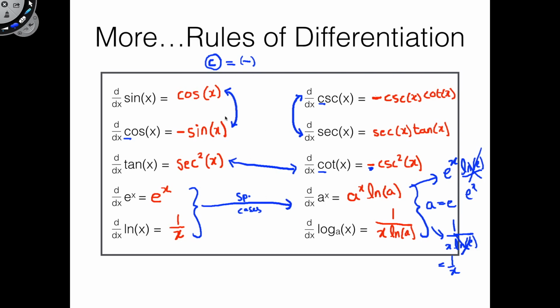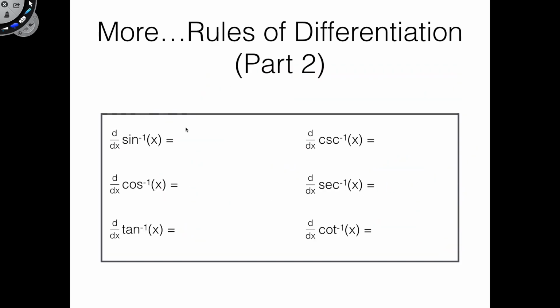Okay, so that's that with those rules. Now let's move on to a few more rules. These are a little bit more complicated. The derivative of the inverse sine is going to be 1 over the square root of 1 minus x squared.